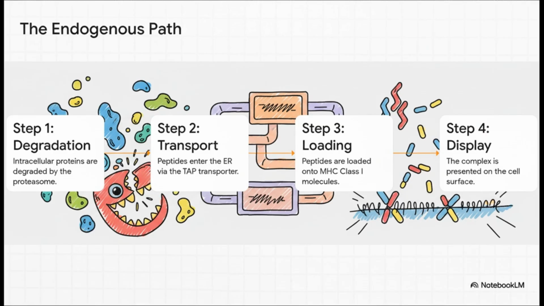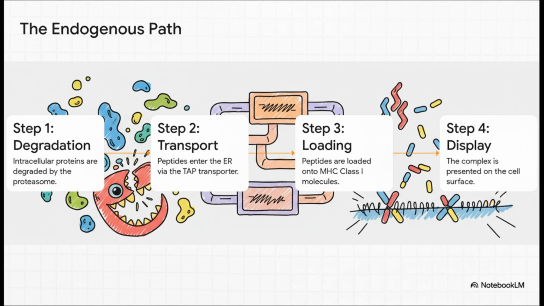Okay, so let's trace this endogenous path. Imagine a virus has infected one of your cells. Step 1. The cell's proteasome, which is basically its protein garbage disposal, starts chopping up not only the cell's old proteins, but also the new viral proteins. Step 2. These little protein fragments, or peptides, get pumped from the main cell area into a compartment called the endoplasmic reticulum, or ER. The pump that does this is a protein called TAP. Step 3. Inside the ER, brand new MHC class I molecules are being built and are just waiting.